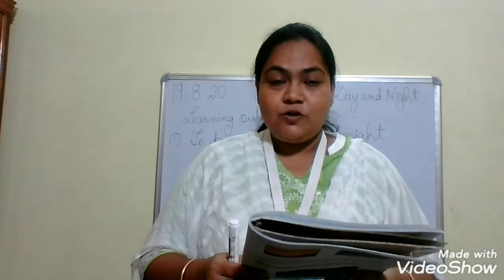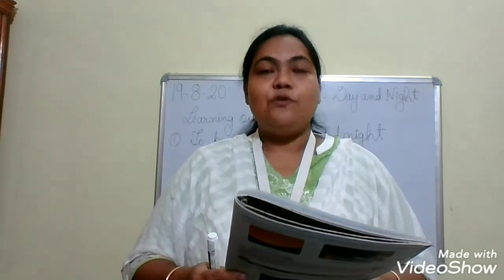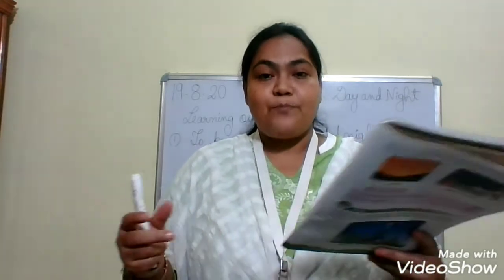In the afternoon, what happens, children? The sun shines very brightly. It is difficult to look at the sun at noon. So at 12 o'clock, we say it's noon time, you can't even see the sun, it's so bright.